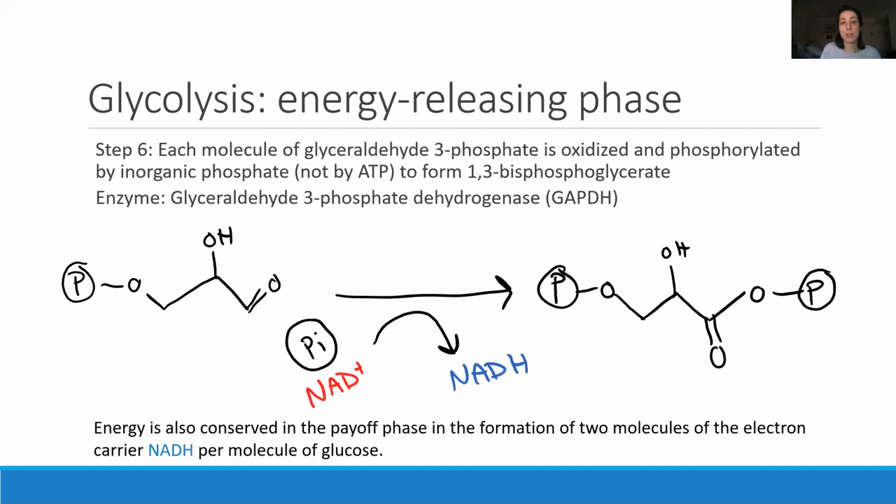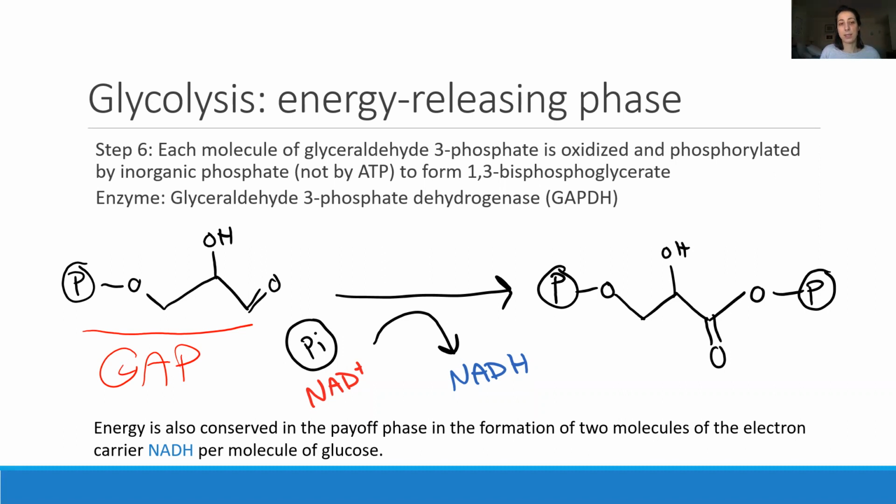So I want to remind you from now on that each of these steps is essentially doubled. I'm showing you one GAP molecule here, right? Here is GAP, glyceraldehyde 3-phosphate. But remember that we have two of them. So all of these steps are doubled.